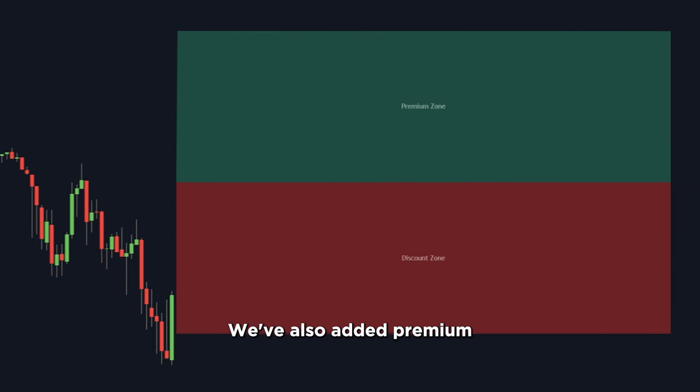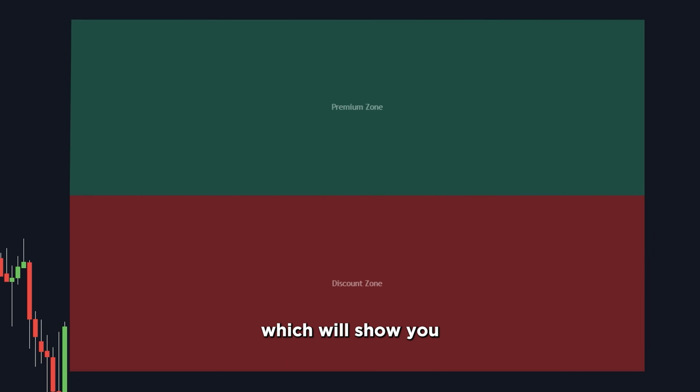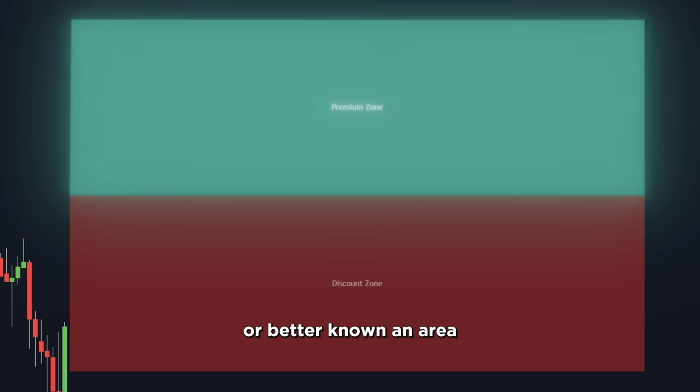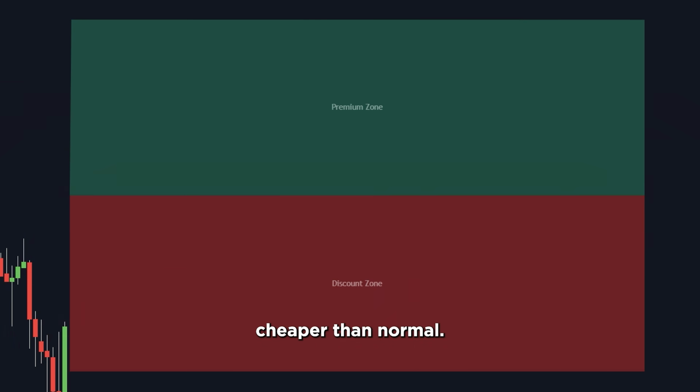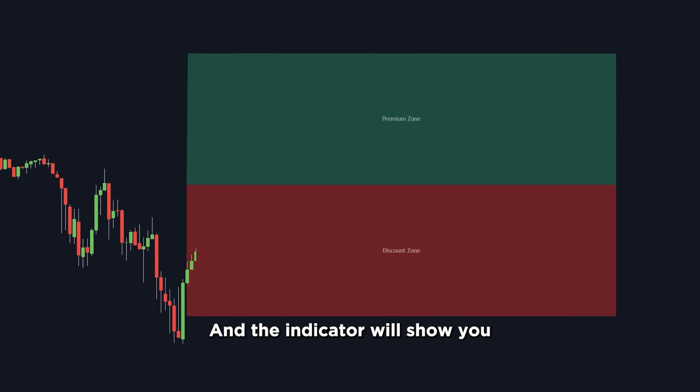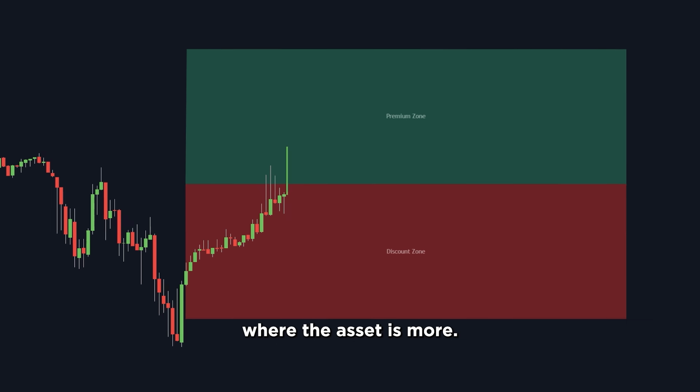We've also added premium and discount zones to our indicator, which will show you if price is in a discount, or better known, an area where the asset is cheaper than normal, and the indicator will show you premium zones where the asset is more expensive than normal.